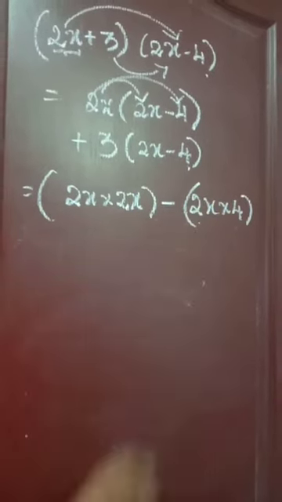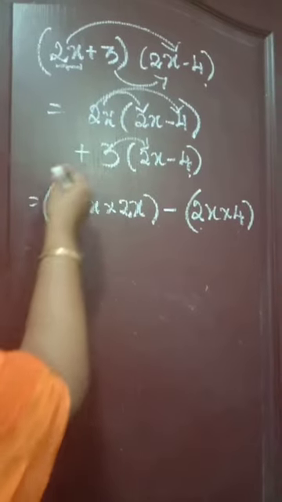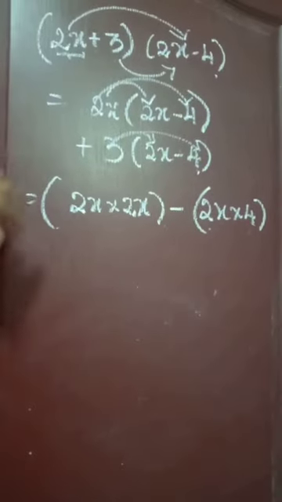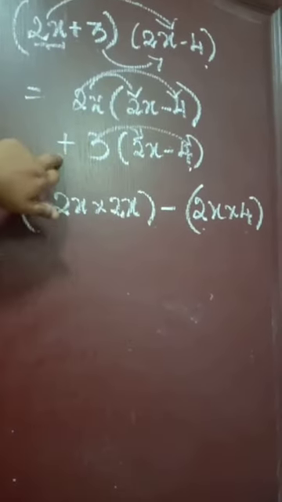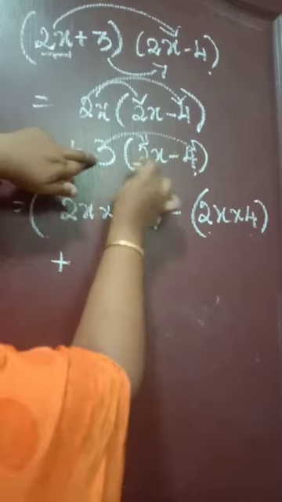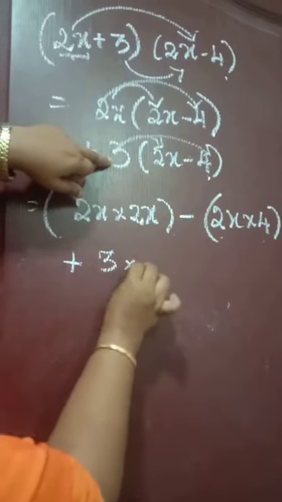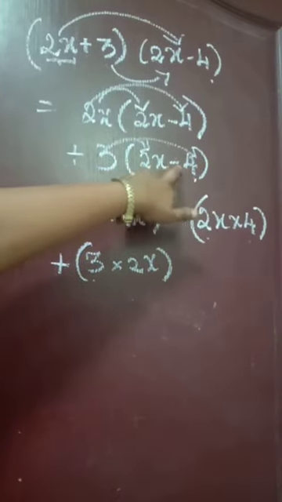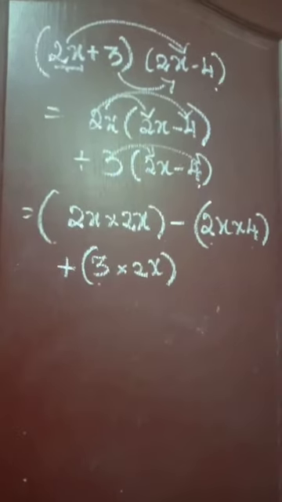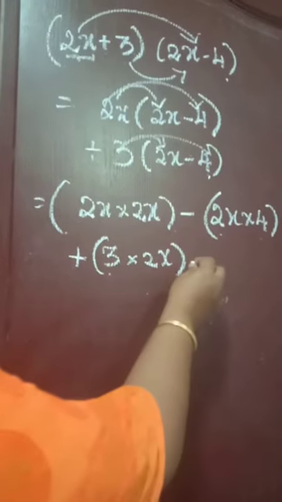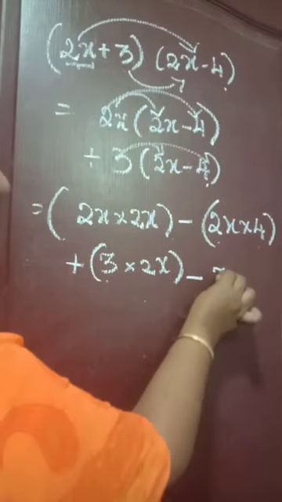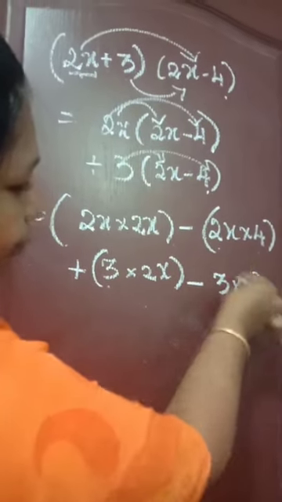Next, listen. Multiply 3 with 2x. Next multiply 3 with 4. So 3 into 2x. Here plus is there, so I put plus 3 into 2x. Next, plus into minus. What is the answer? Yes, plus into minus is minus. Here 3 is the term, here 4 is the term. So 3 into 4.